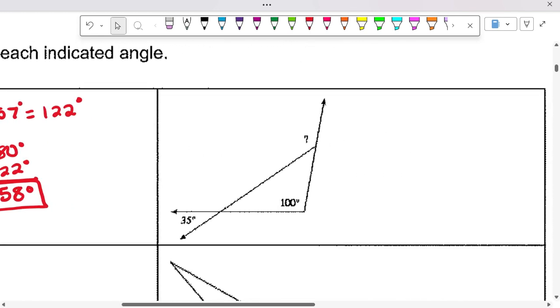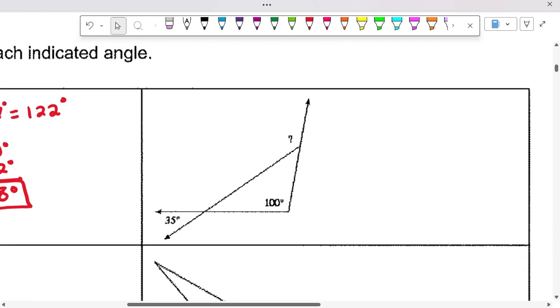Now, look at this next one. Got some things going on here. So they only gave us one angle inside the triangle, but we can use what we know about angles to work our way to the one they're trying to find, which is right here. So for all intents and purposes, it's that angle right there. And by the way, the 35 goes with this angle.